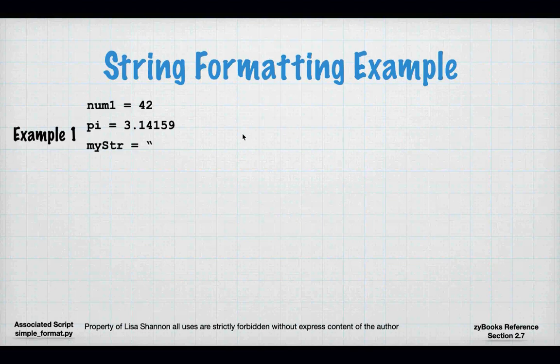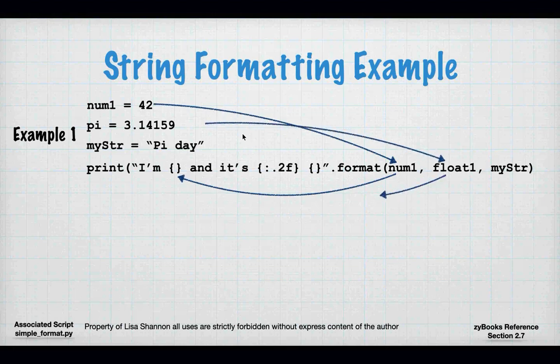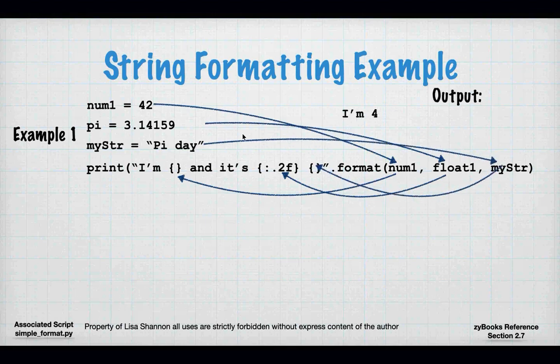So let's go in and look at it a little bit closer. So I've got my example here, num1, pi, meister. So it's a direct replacement. It is, and it's positional. So if I have num1, num1 is going to go after "I'm". If I have float, float's going to go to the :.2f, and meister is going to go to the last one. So num1 is the first one, float1 is the second, and meister is the third one.